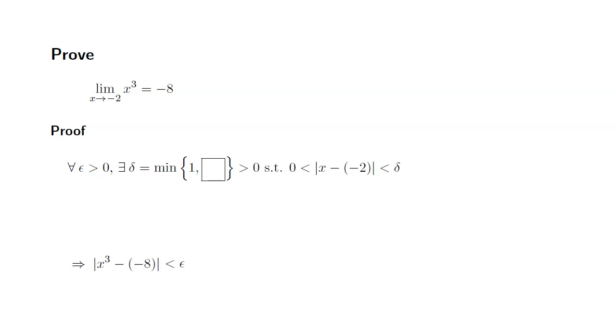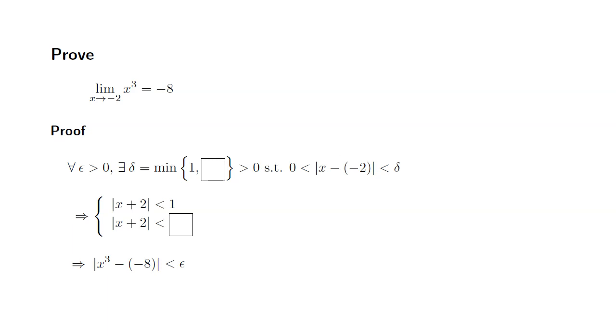So since delta is the smaller number between 1 and the box, we can say at least this: the absolute value of x plus 2 is less than 1 and less than the box at the same time. All right, so let's work with the top inequality.